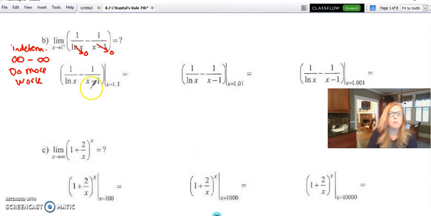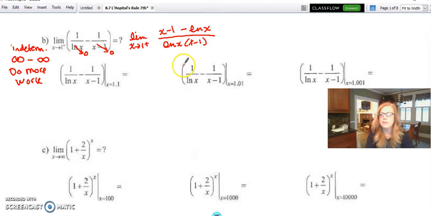All right, coming back in, what are some things that we might do? If I have infinity minus infinity and I'm trying to figure out some algebra techniques to work on this, the fact that I have a fraction minus a fraction, one of the do more work things might be do some algebra and try to combine them together. So I possibly could get a common denominator, which would be natural log of x times x minus 1, which would give me x minus 1 minus natural log of x on the top. And then say, hey, did it work? If I combine them together, can I work this out and try to do something else?